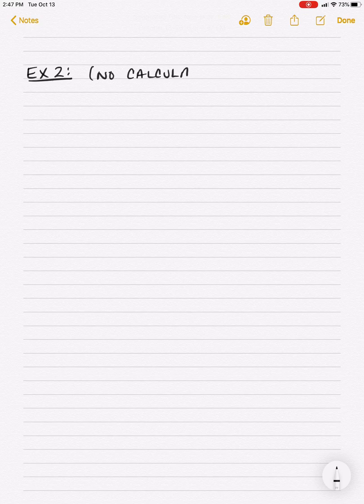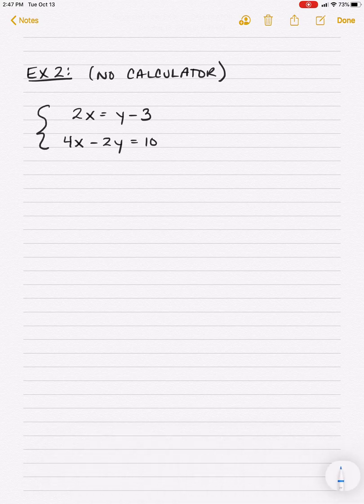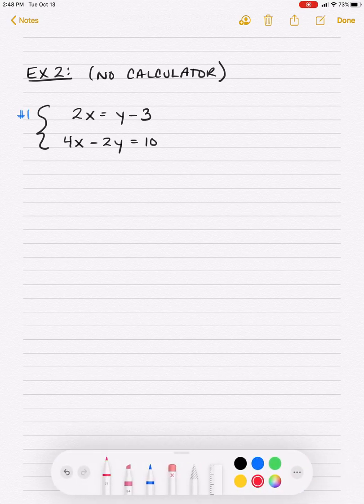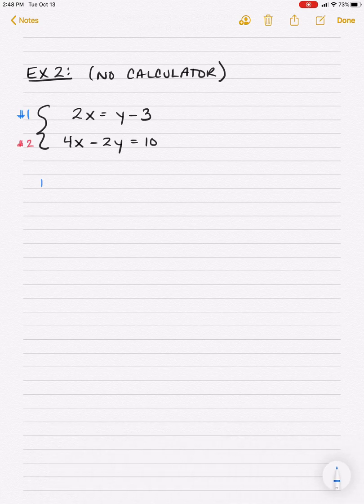All right, so here's our system. 2x equals y minus 3, and then we have 4x minus 2y is equal to 10. Okay, I think we're going to be okay not having a coordinate grid for this. I think you'll see why at the end here. So again, I've got line number 1, I've got line number 2. Our first job is to carefully rewrite each equation into slope-intercept form. So here's what I'm given.